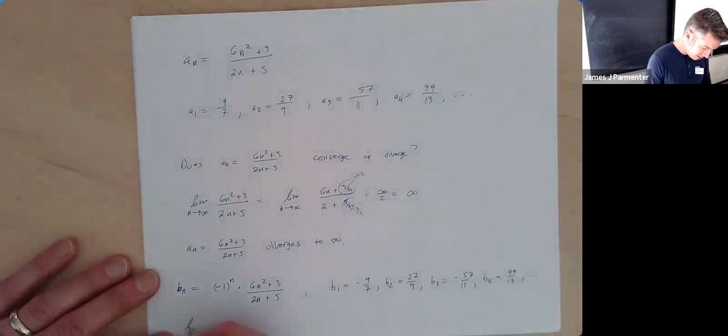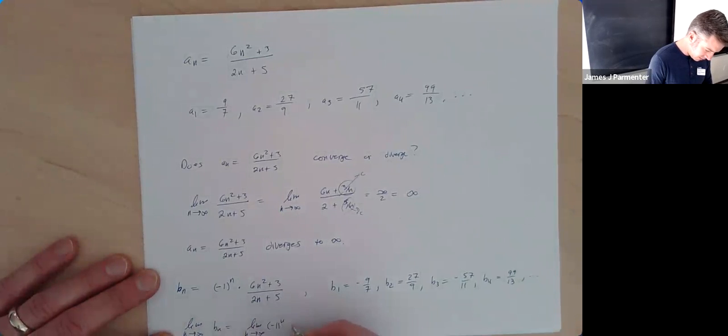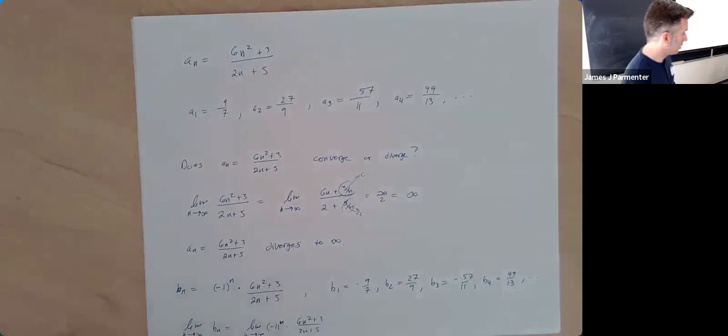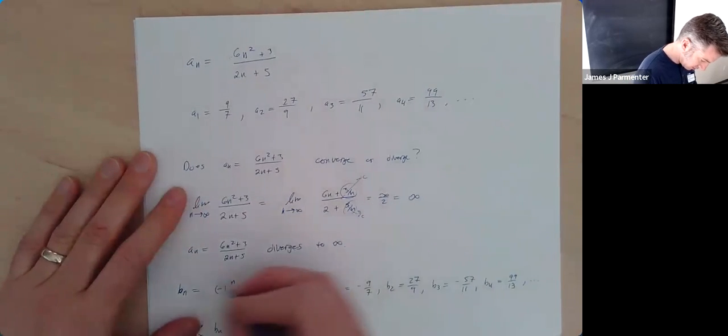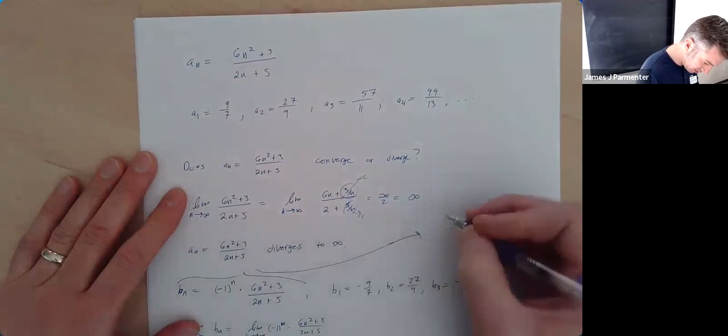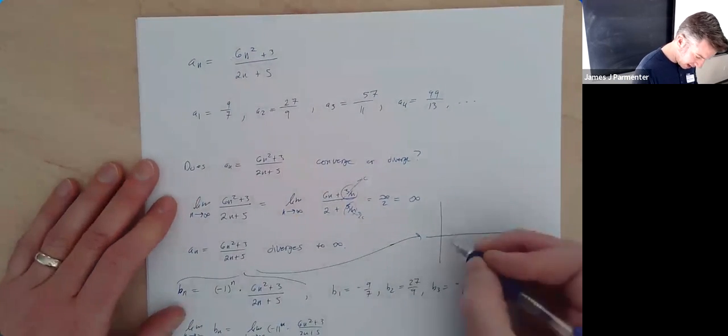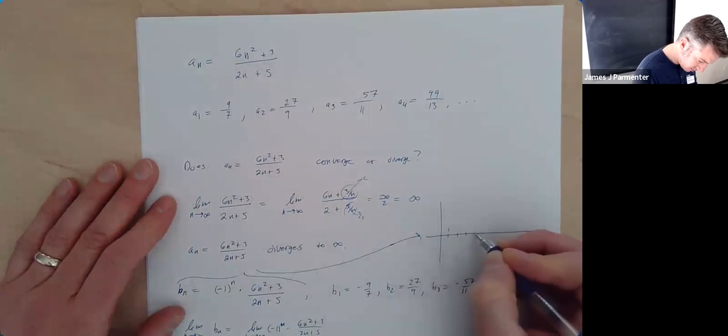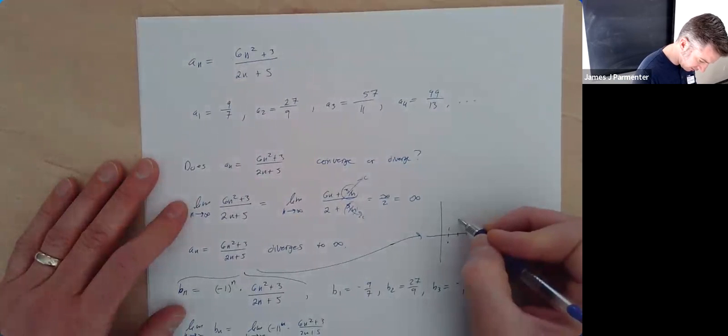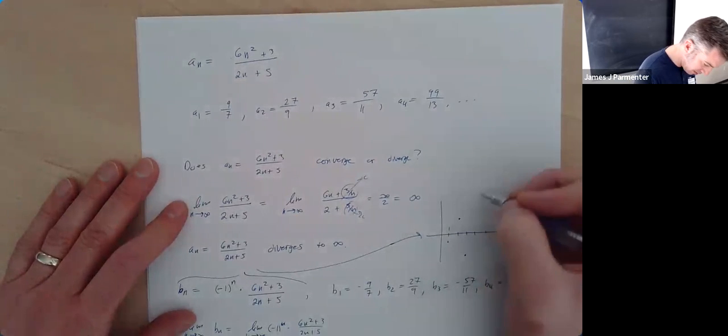And then if we took the limit as n goes to infinity of b sub n, which is the limit as n goes to infinity of -1 to the n times 6n squared plus 3 over 2n plus 5. Well, the problem is we're getting really, really large, except we're getting really positively large on one term and really negatively large on the next term. So we're bouncing further away. We're doing something graphically where my first term is -9/7, and my next term is +27/9. My next term is a bigger negative number, and then a bigger positive number, and then a bigger, right?